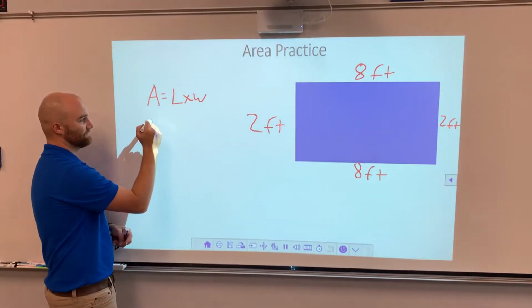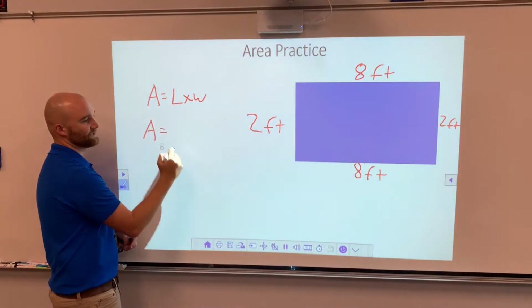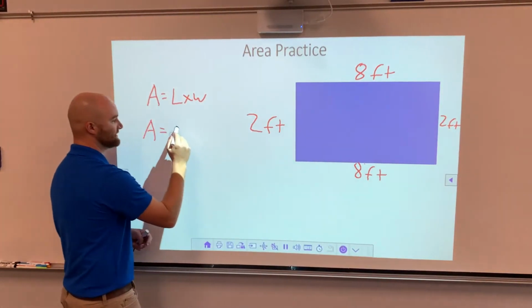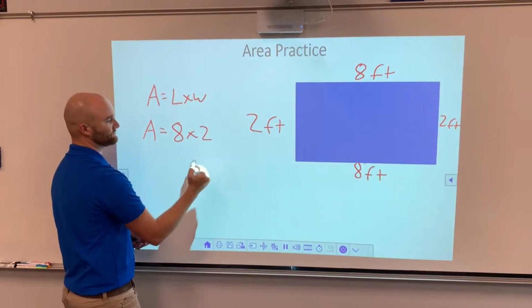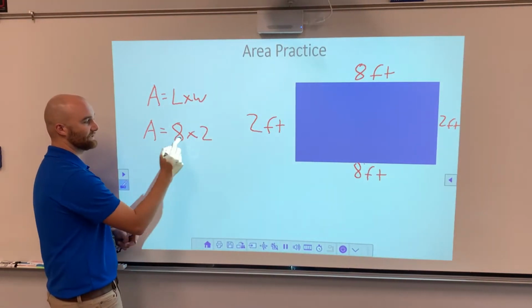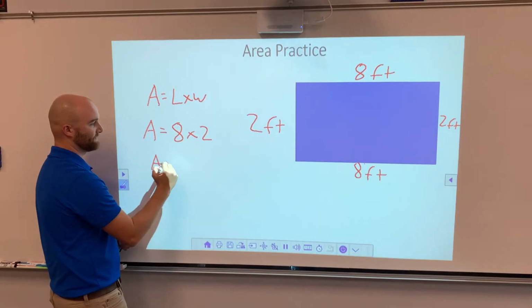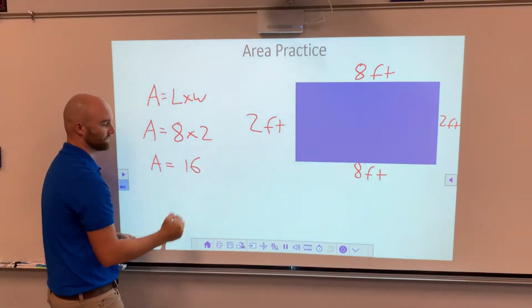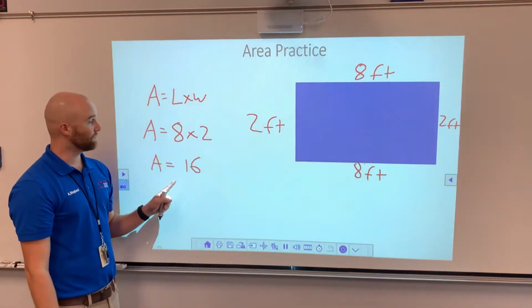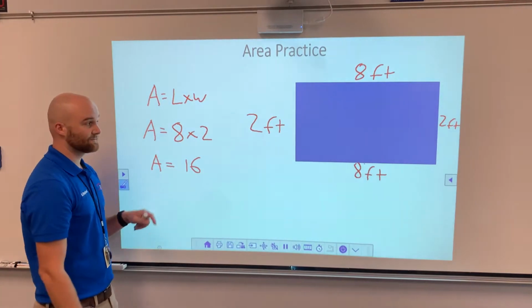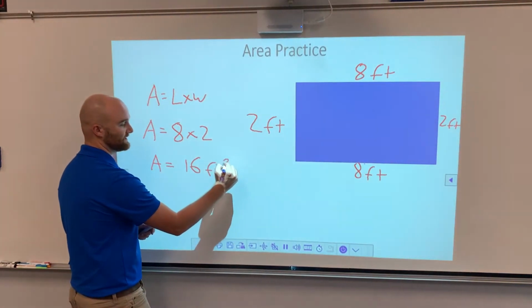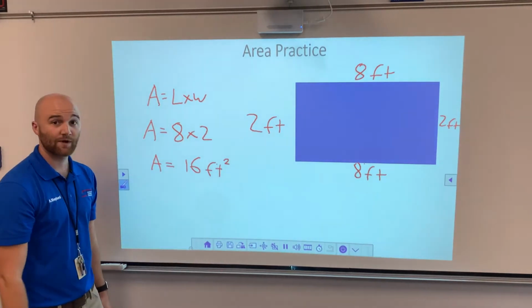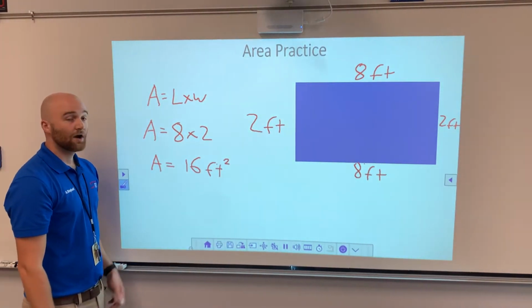My area is equal to 1 length of 8 times 1 width of 2. So that means that I've got 8 times 2, my area is 16. If I just wrote 16, it wouldn't be the right answer. Because I'm talking about area, I have to have square units, 16 feet squared, or square feet. All right, let's try one more.